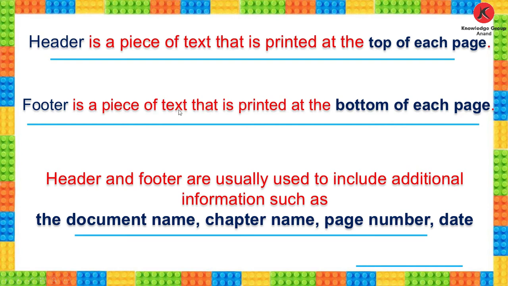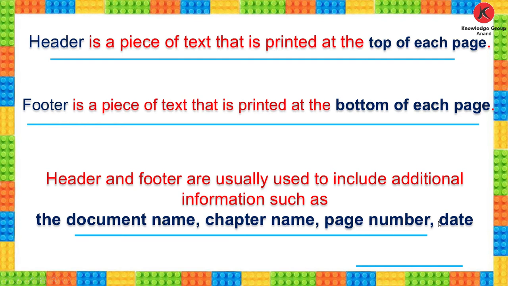A footer is a piece of text that is printed at the bottom of each page. So the header will be printed at the top of the page, whereas the footer will print at the bottom of the page. Headers and footers are usually used to include additional information such as the document name, chapter name, page number, or date.